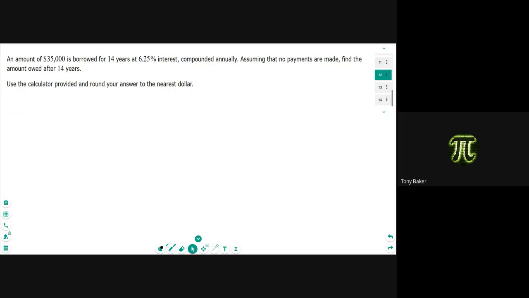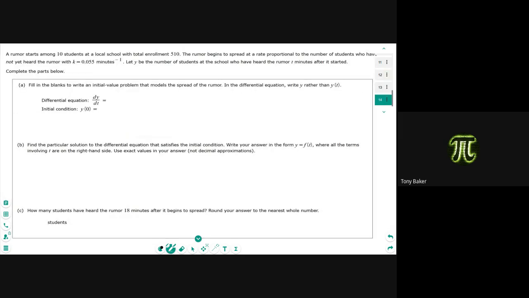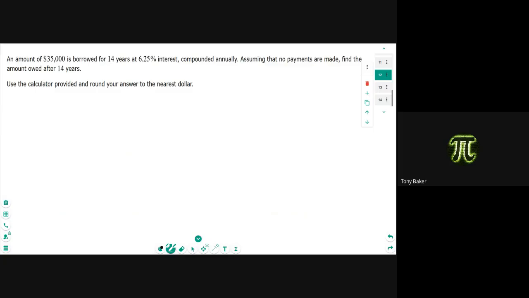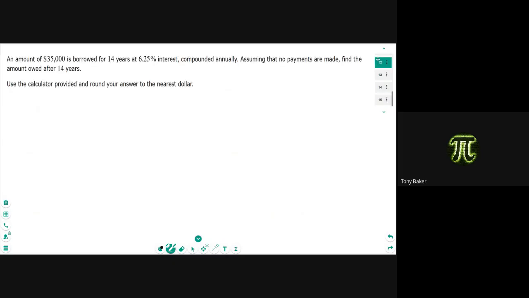What's the formula for compound interest? Almost. That's continuously compounding. I think I actually have one of those. Continuously compounding is Pert. Did I do that one? Okay.